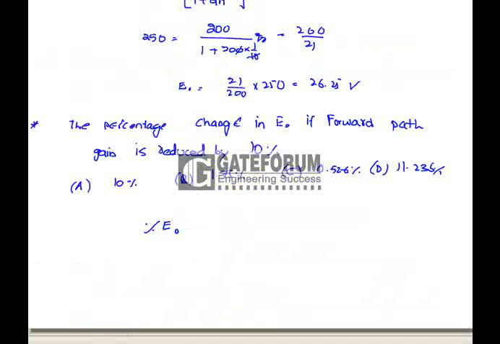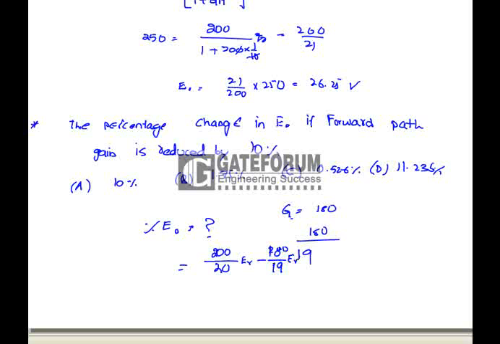Percentage change in E0 equals: here the percentage change is 200 divided by 20 ER minus 200, this is 180 new one, ER, divided by 200 by 20, this is 21 ER. If we calculate this and multiply by 100, we get 0.526%. That is option C is correct.